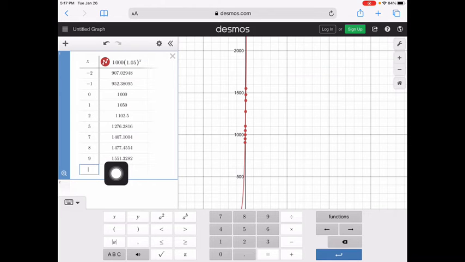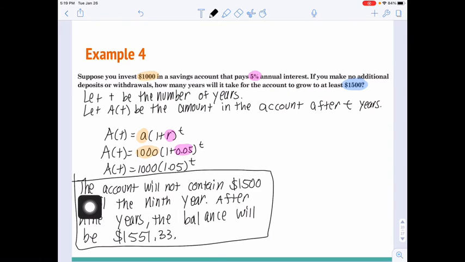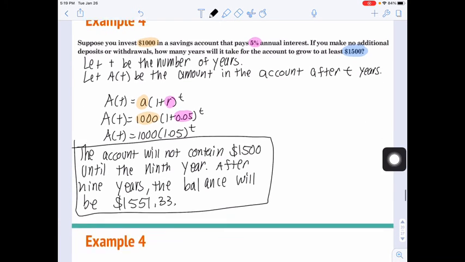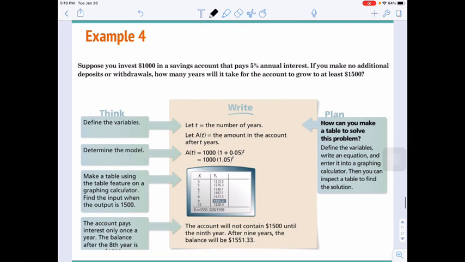That gets us up to $1,551.33 if we round. So 8 is too low, 9 is just above 1,500, so we won't have over $1,500 until we've reached 9 years. Therefore, the account will not contain $1,500 until the 9th year. After 9 years, the balance will be $1,551.33. The work for this problem is written out on the next slide, including a visual of what it would look like on a graphing calculator.